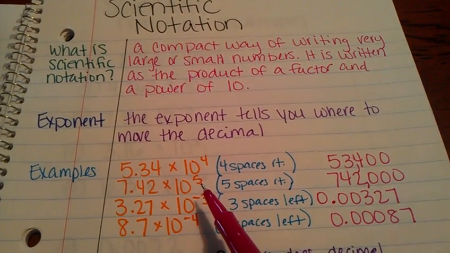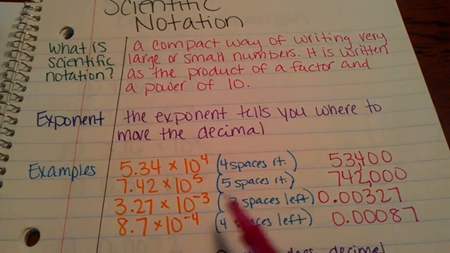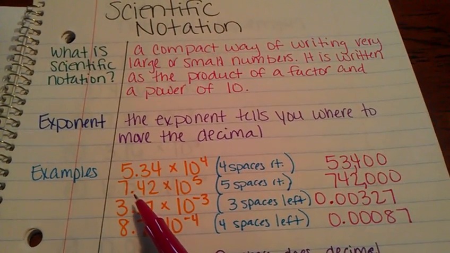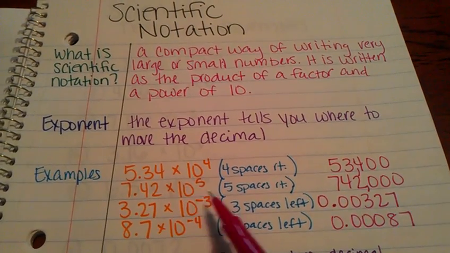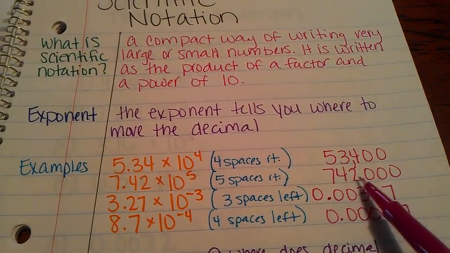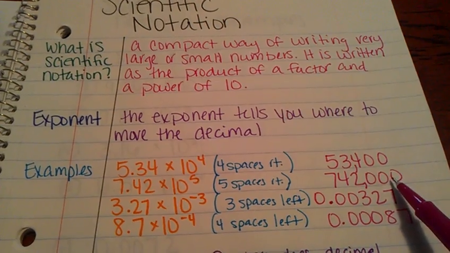7.42 times 10 to the fifth power means move it 5 spaces to the right. So this decimal is going to go 5 spaces, 1, 2, and then I'd have to fill in those other 3 spaces with zeros. So that's why you see that I have 3 zeros at the end of my number.